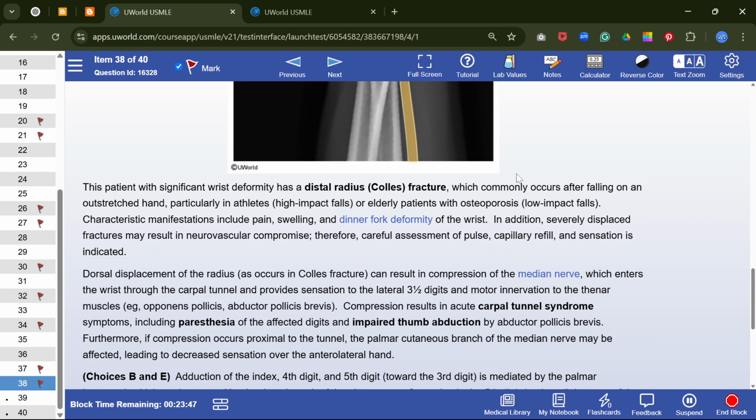Okay, this patient with significant wrist deformity has a distal radius fracture, a Colles fracture, which commonly occurs after falling on an outstretched hand, particularly in athletes and elderly patients with osteoporosis.